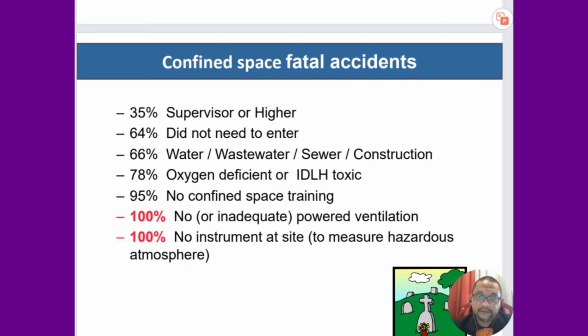Number four is explosions or fire. This happens when flammable gases, vapor or dust can ignite in confined spaces, especially if the space is not adequately ventilated or explosion-proof equipment is not used.